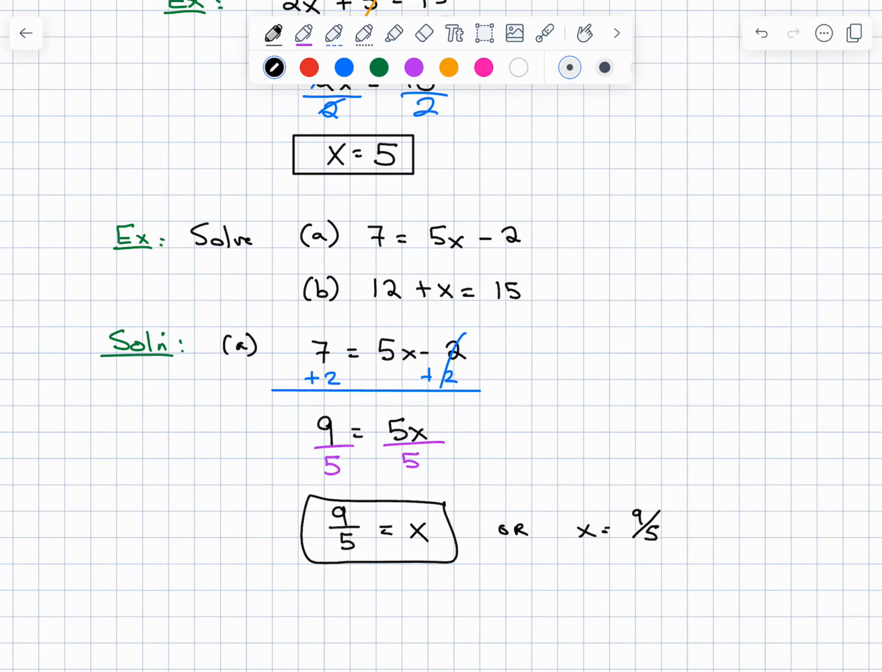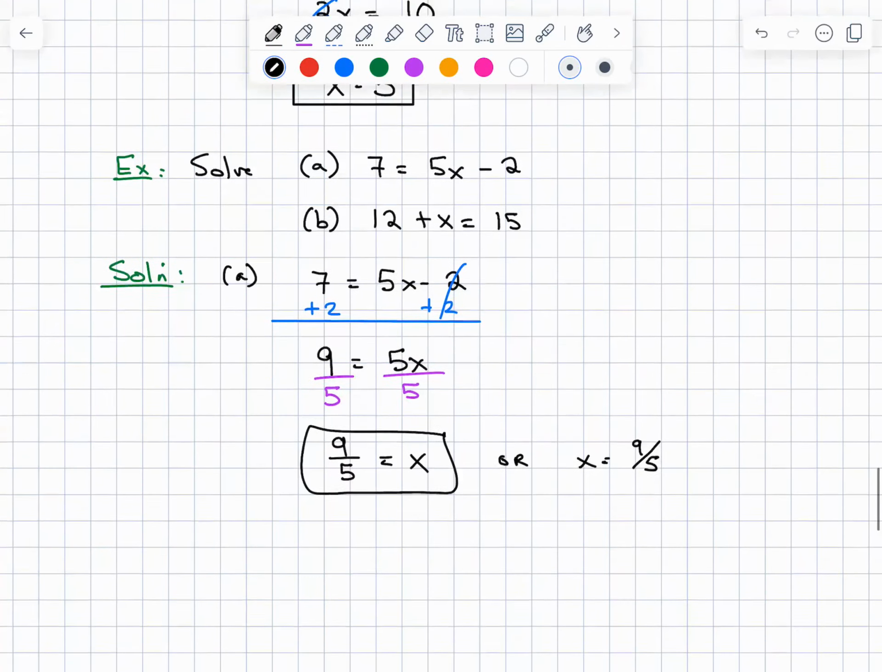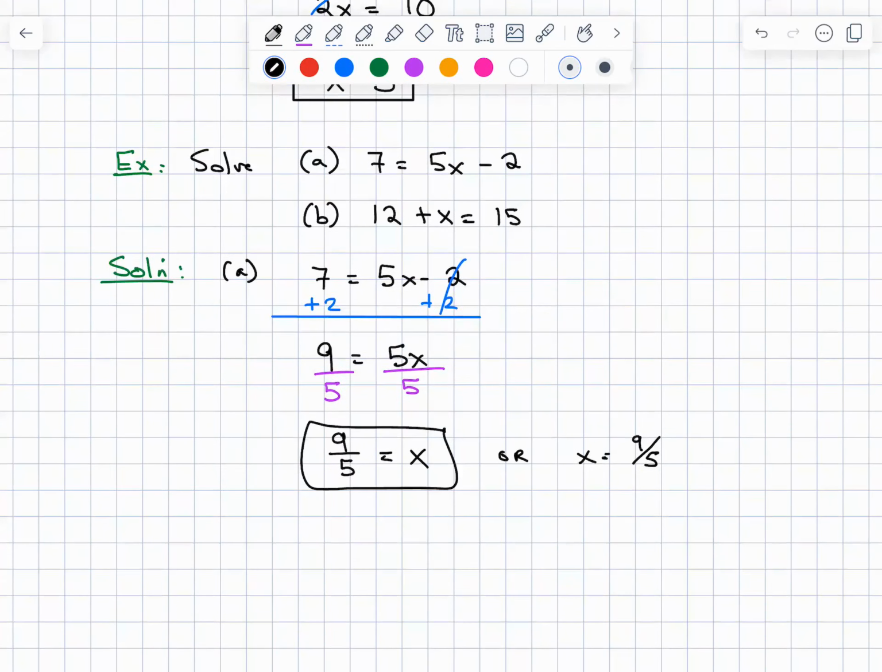Fractions are okay. They're people just like you and me, right? We deal with them all the time. So it's okay. But yeah, on the homework, it usually ends up being nice numbers or decimal numbers. So that's part A. Any questions on part A?